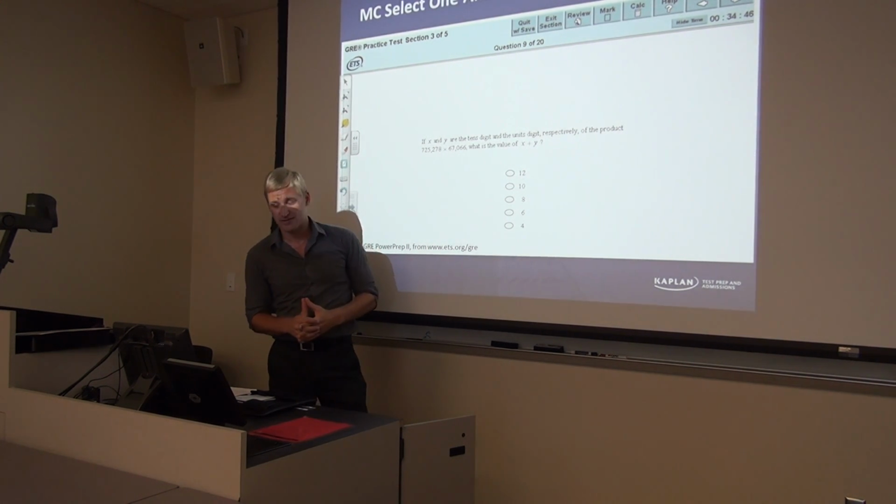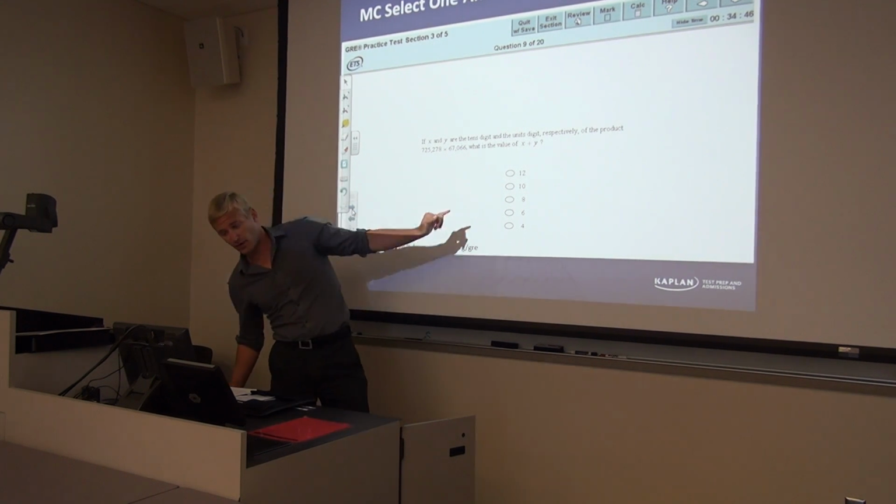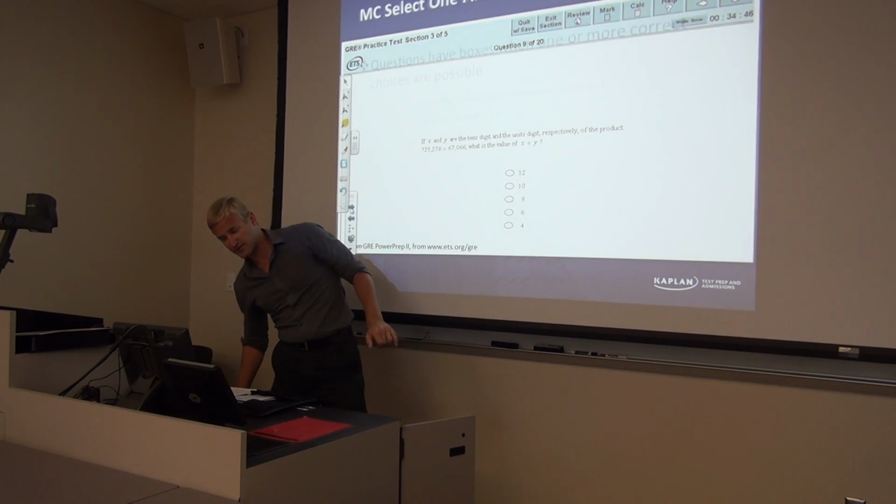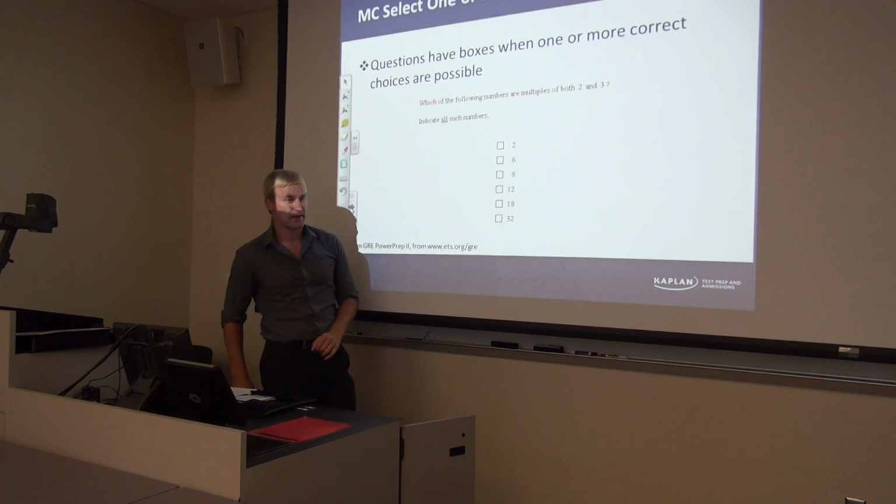Here is the multiple choice select one answer. Again, we've got the ovals, and if we move to the select multiple answers, you'll see the squares again. Again, just context clues.